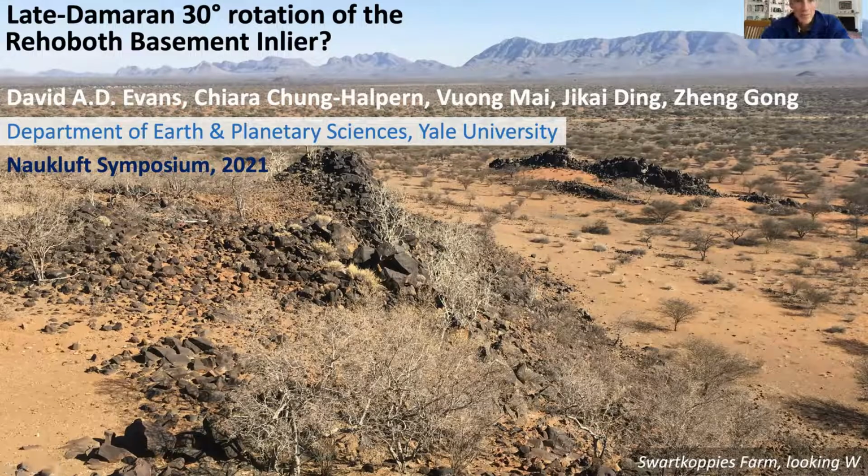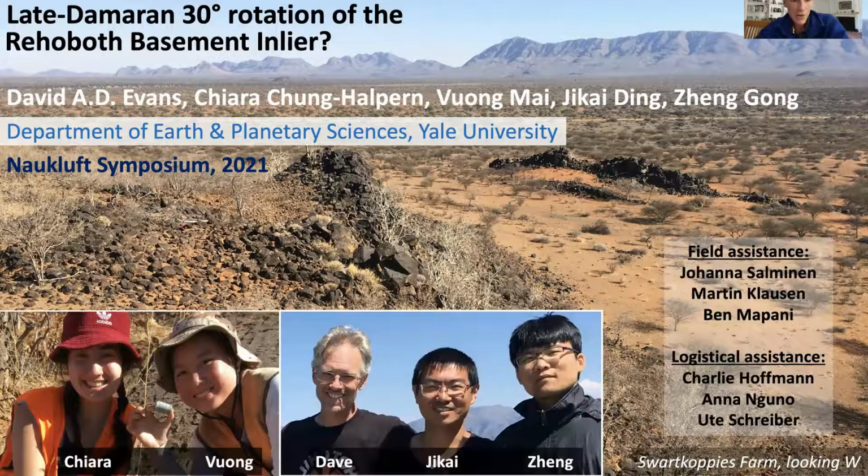Hello, everyone. I'm David Evans from Yale University, and on behalf of my co-authors, I'm pleased to present some reconnaissance data, some preliminary data from a reconnaissance field season from 2019, where we worked just to the northeast of the Naukluft nappes and found paleomagnetic results that to us suggest a 30-degree vertical axis rotation of the Rehoboth basement inlier. Acknowledging my co-authors, as well as the assistance provided from Namibia and internationally.